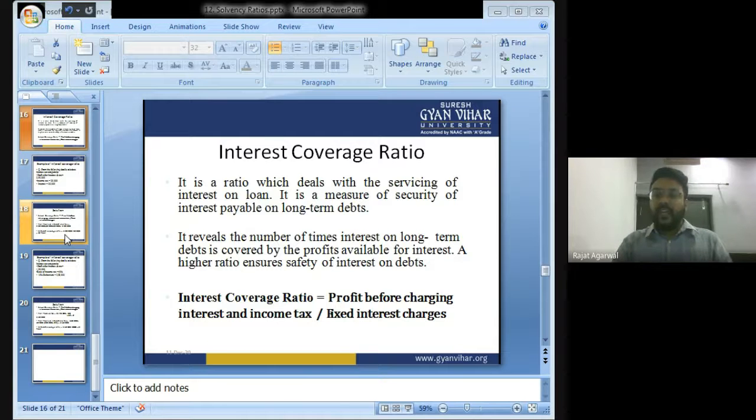That's why if the question has given you profit after deducting interest and income tax, then we will add back interest and income tax, so that we can get to know what is the profit before deducting interest and income tax. For interest coverage ratio, we are going to take profit before deducting interest and income tax, divided by fixed interest charges.